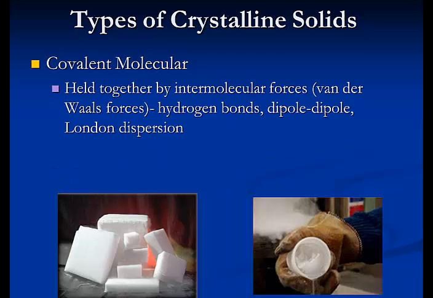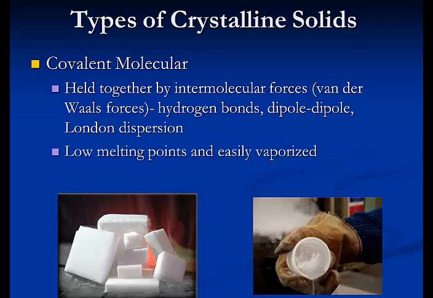So they're held together by intermolecular forces. And remember, these forces are quite weak compared to covalent, ionic, or metallic. They are about 100 times weaker. And because of that, these solids don't typically stay solids very long. So for some examples, they have low melting points and they're easily vaporized because these forces are not as strong.